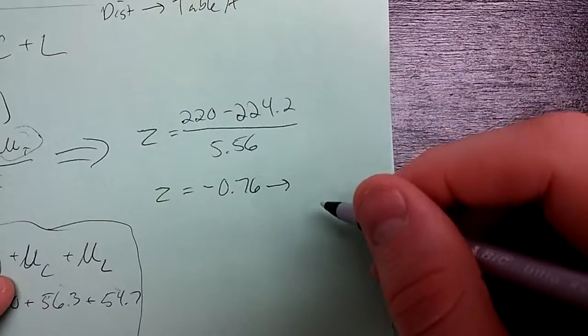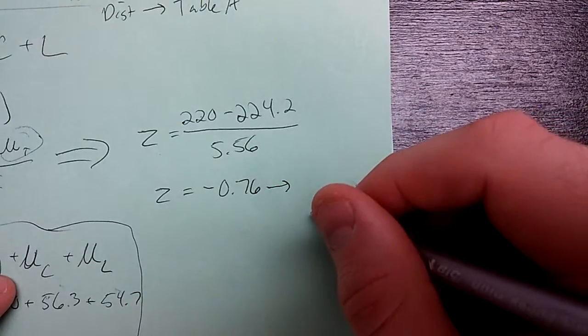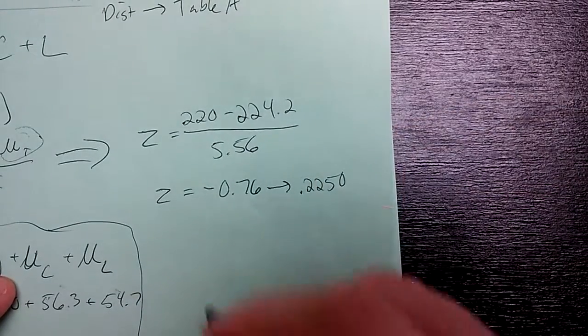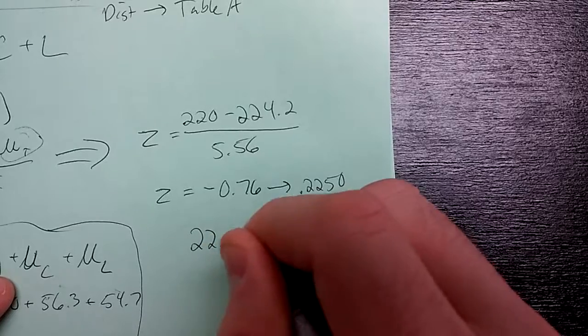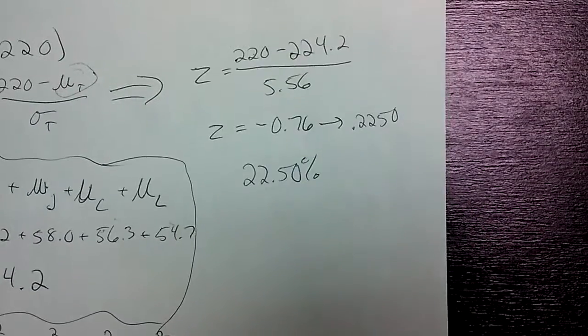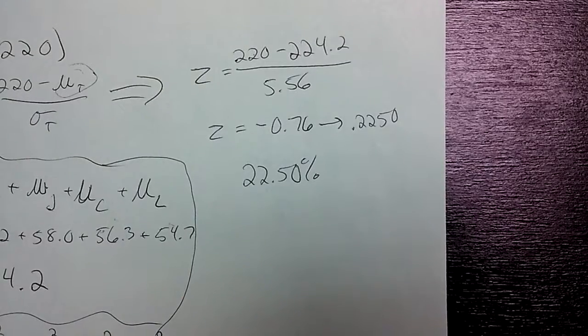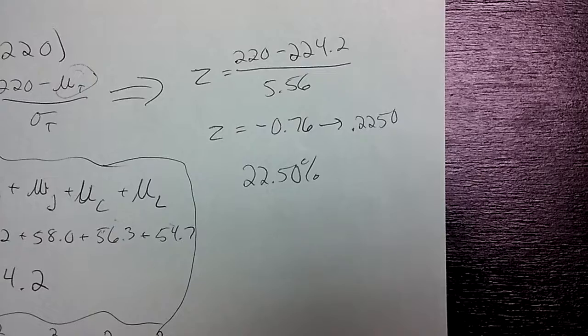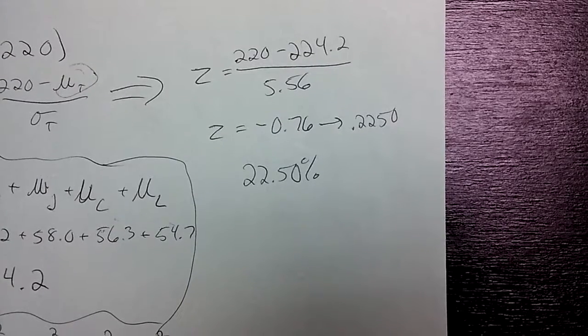This proportion of data is 0.2250, or 22.5% chance that the team swims faster than 220 seconds, which is less than 50% because the z-score is going to be negative, yielding a less than 50% probability.